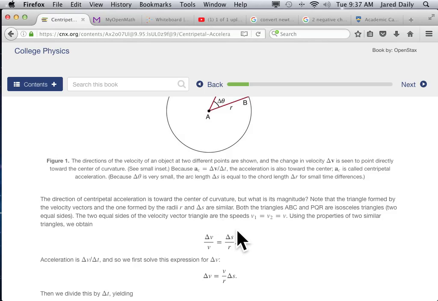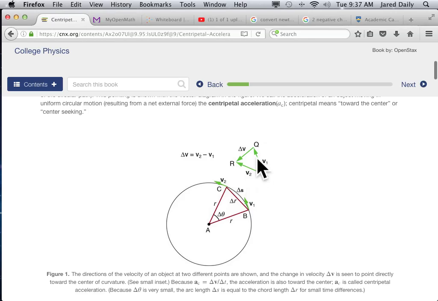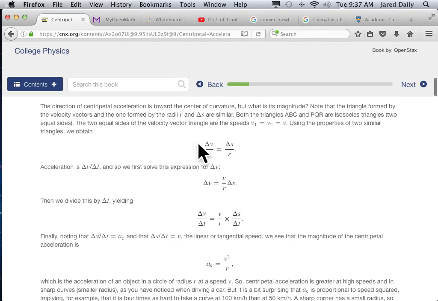The way that they explain it is they're similar triangles. Here's the similar triangle with the V's and the delta V. Here's the similar triangle with S and R, right? So the delta S and the delta V are the similar sides, and the R's are the similar sides to the V's. So you can make this same equation that way as well. But in the end, you solve this equation for delta V to get V over R times delta S.